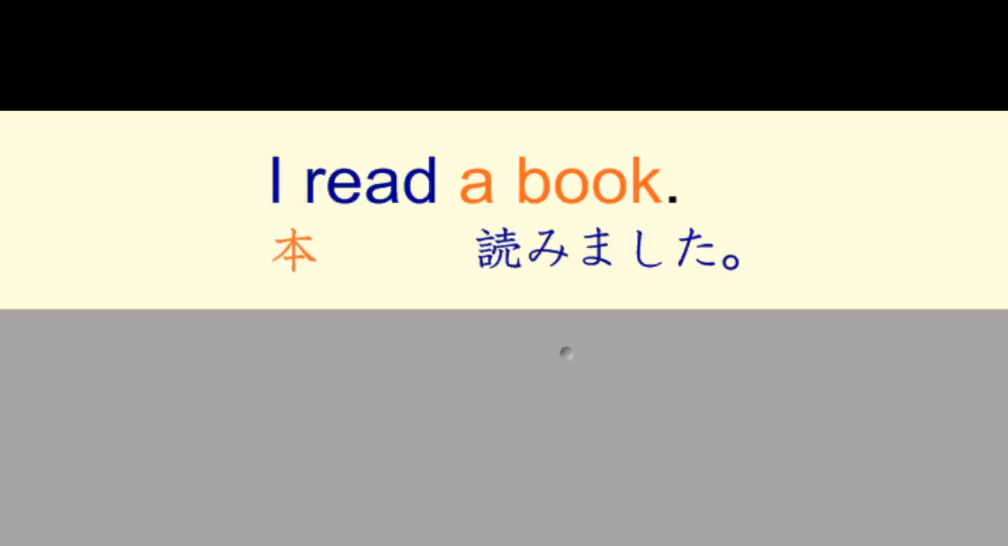And finally, we need to know what particle goes after book. If we ask the question, read what? The answer to that question is the book. Therefore, it is the object of our verb, and it must take object particle o. So there we have it, hon o yomimashita.